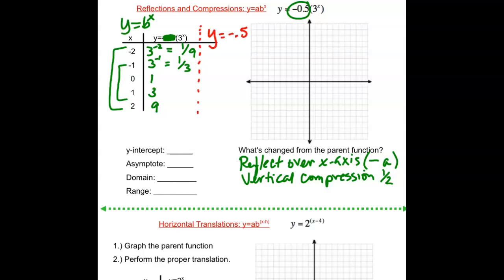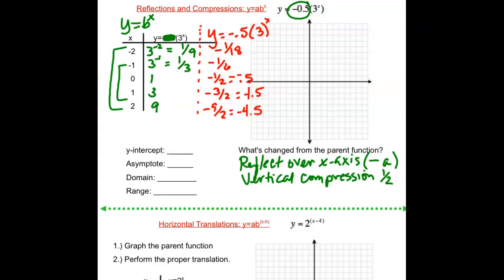y equals negative 0.5 times 3 to the x, we are taking our y values and multiplying them by negative 1/2. So 1/9 times negative 1/2 is going to be negative 1/18. 1/3 times negative 1/2 is going to be negative 1/6. 1 times negative 1/2 would be negative 1/2. 3 times negative 1/2 is negative 3/2, or negative 1.5. And 9 times negative 1/2 is negative 9/2, or negative 4.5. Okay, so again, if it's easier for you to think in terms of decimals, you can.